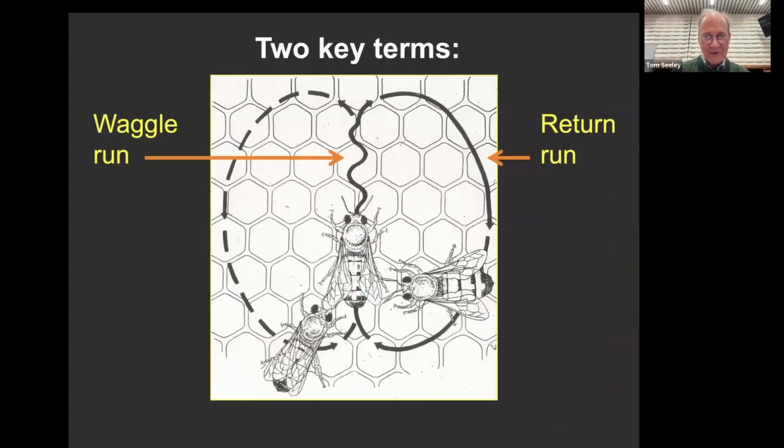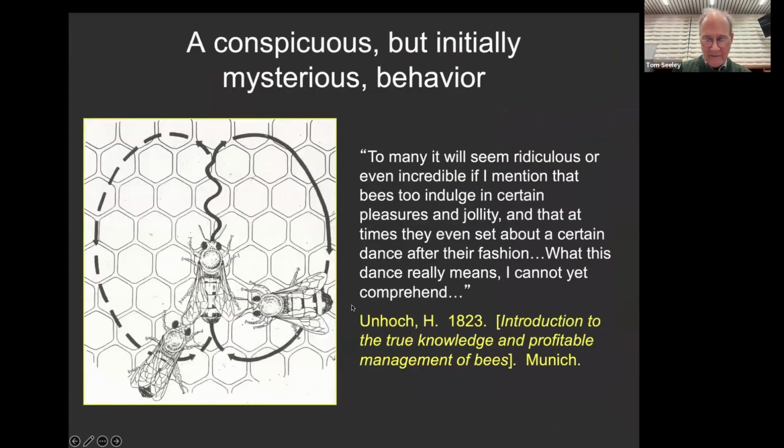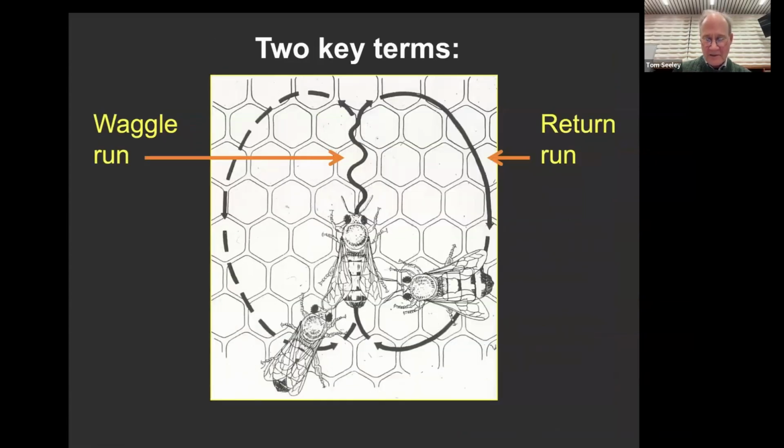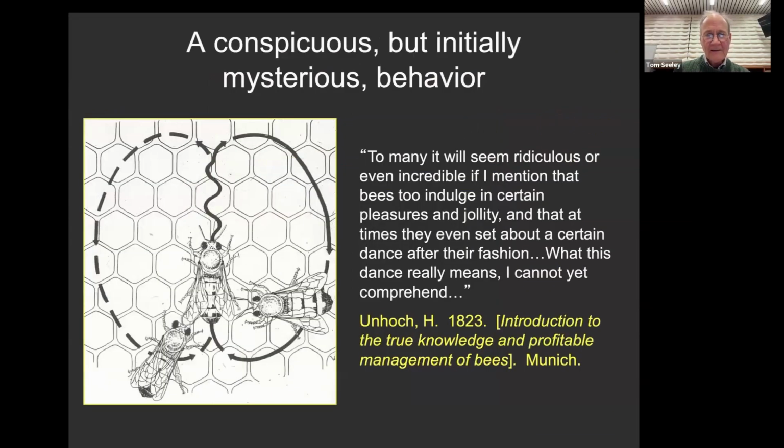Now, I want to introduce 2 key terms that are essential to this talk. These are the 2 terms that describe the different parts of a circuit of a waggle dance. Each waggle dance has a waggle portion, or waggle run, and then there's a return run, so the bee gets back to the starting point. So those are 2 key terms. We'll be using those terms a lot.